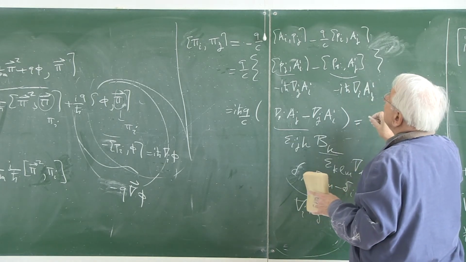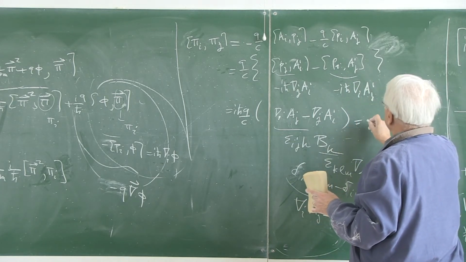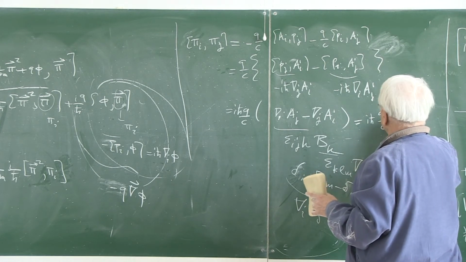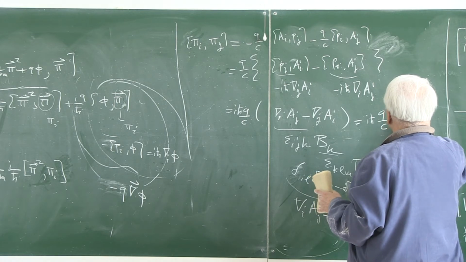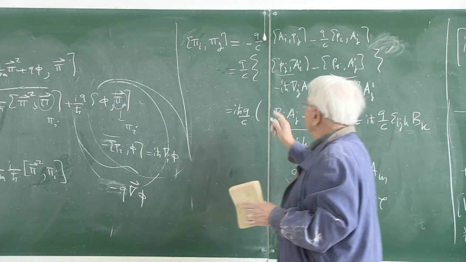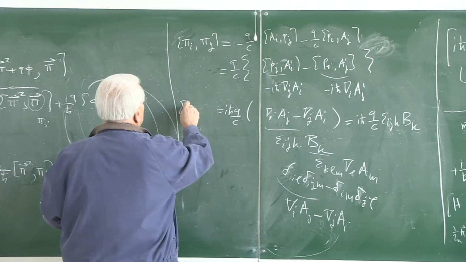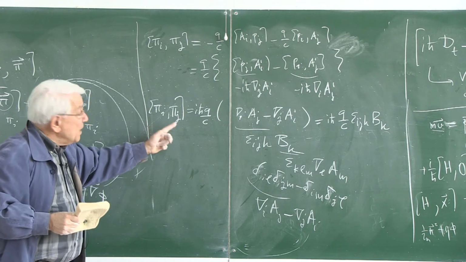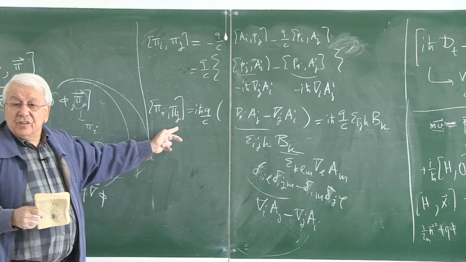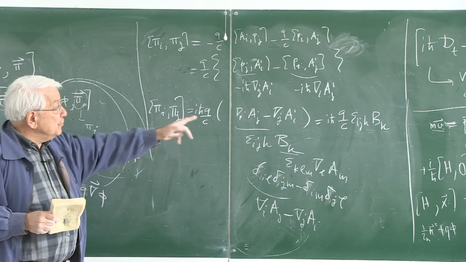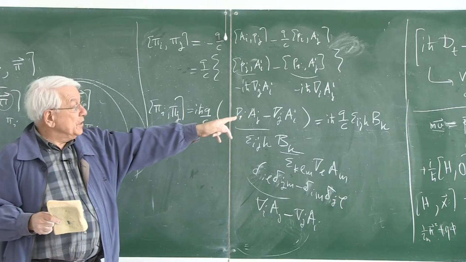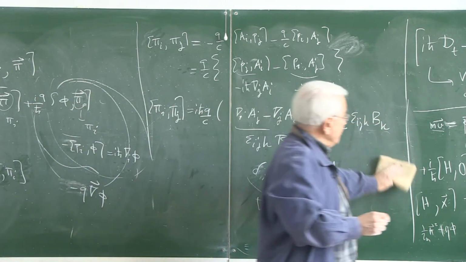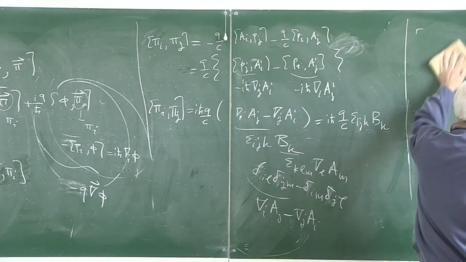So what do I have? i h bar q over c epsilon_ijk B_k is this expression, [pi_i, pi_j]. As compared to [p_i, p_j], which is 0, these kinetic momenta [pi_i, pi_j] are very nicely geometrical: i h bar q over c epsilon_ijk B_k. So let me use that in completing that commutation relation.